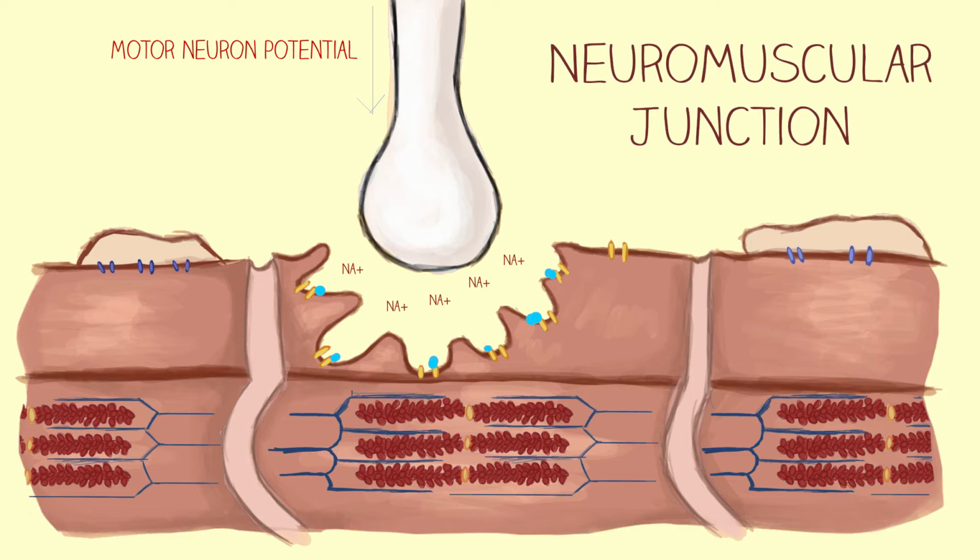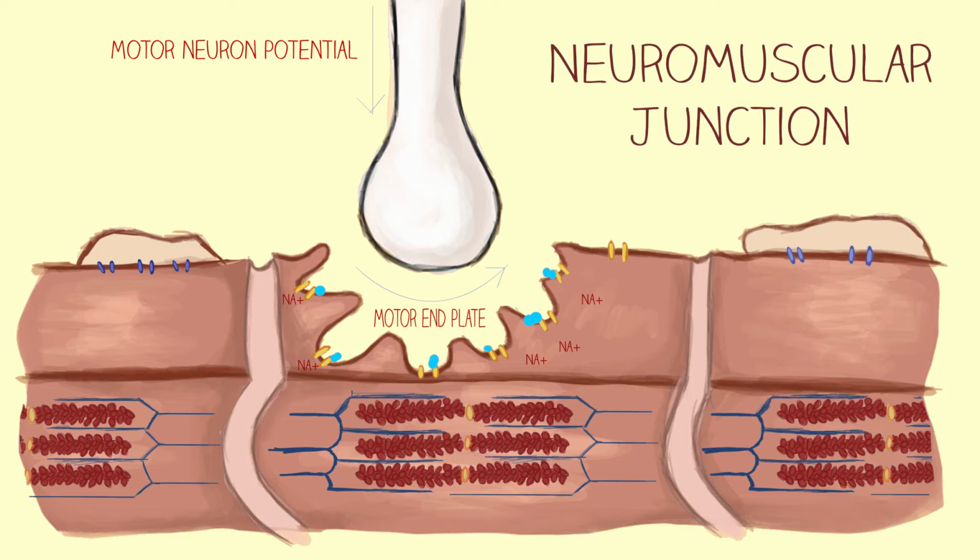Once open, enormous amounts of sodium will rush into the muscle fiber, traveling down the sodium electrochemical gradient. This results in local depolarization or excitement of the muscle fiber, thus creating the second electrical signal in the muscle excitation chain, a muscle end plate potential, which is a type of graded potential.